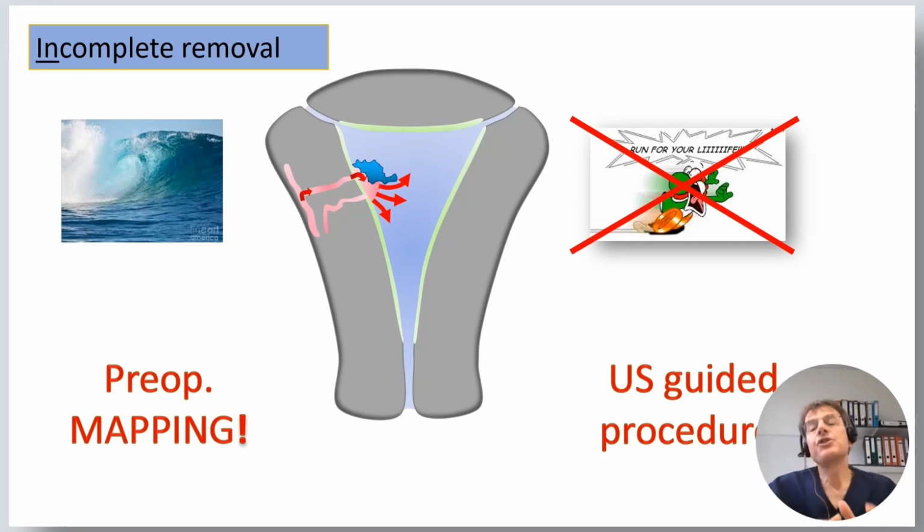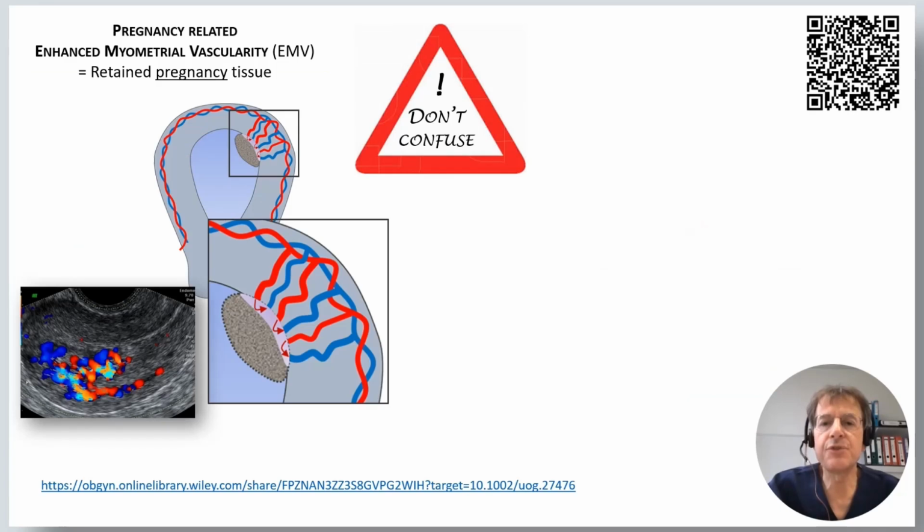And secondly, do this procedure ultrasound guided. You don't need a high-tech, high-end ultrasound machine, but it's so easy to do and so safe to do it with the use of an ultrasound machine. Okay, so that's pregnancy-related enhanced myometrial vascularity.